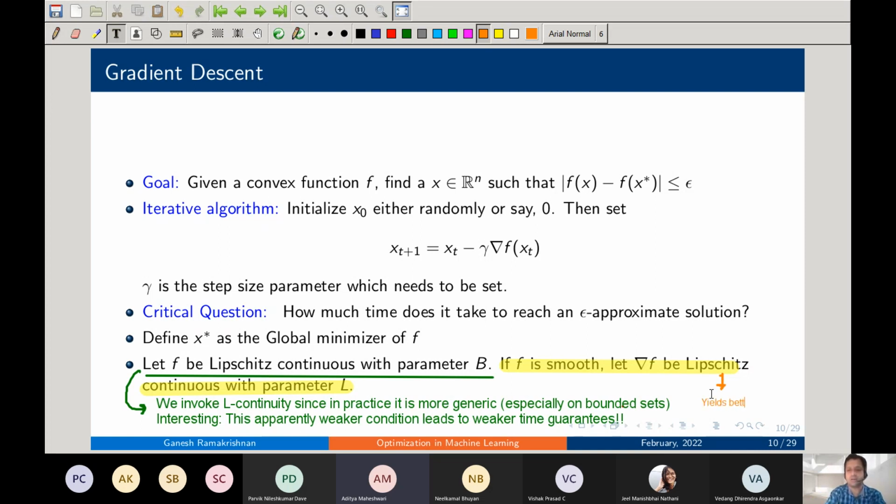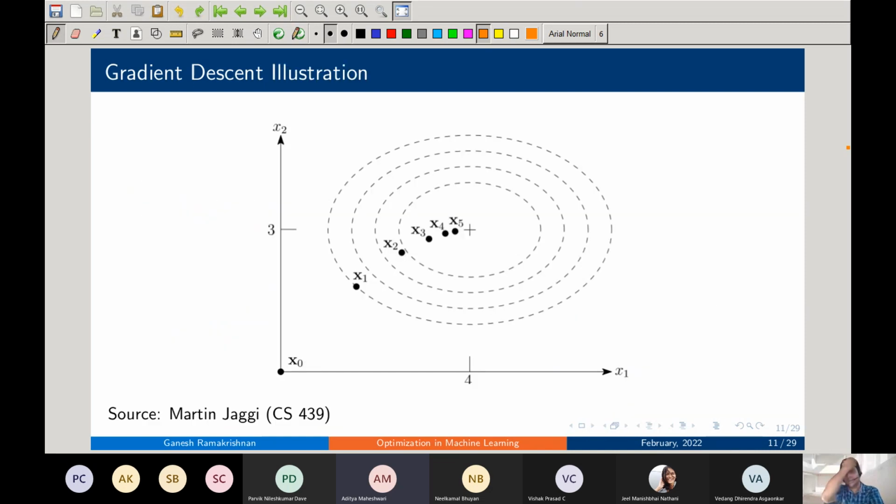Yields better time guarantees. And in fact, I'll be illustrating all of these through a notebook. I'll be sharing with you a notebook in which I'll illustrate these different algorithms, so hopefully you'll get a better idea. We'll be doing that in the next class. I'll share that notebook beforehand.